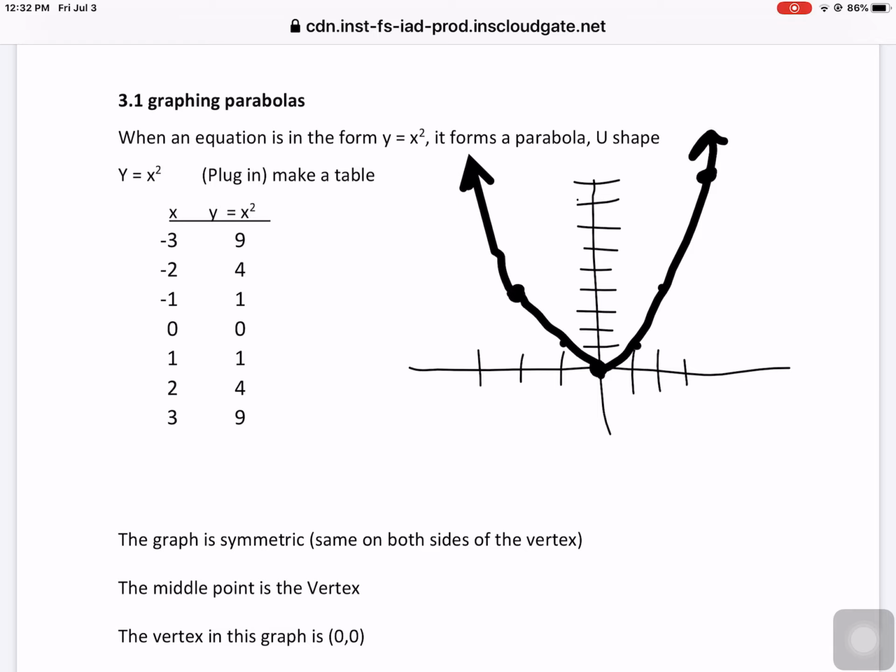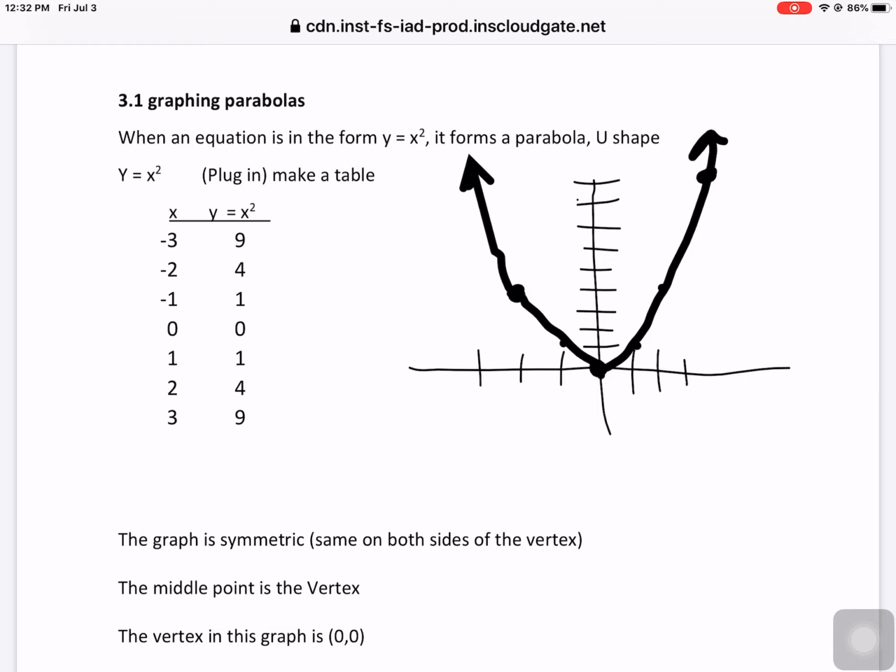So negative 3 squared means negative 3 times negative 3 equals positive 9. Negative 2 squared equals negative 2 times negative 2 equals 4. Okay, we're squaring it because it says y equals x squared. Negative 1 times negative 1 equals 1. 0 times 0 equals 0. 1 times 1 is 1. 2 times 2 is 4. 3 times 3 is 9.